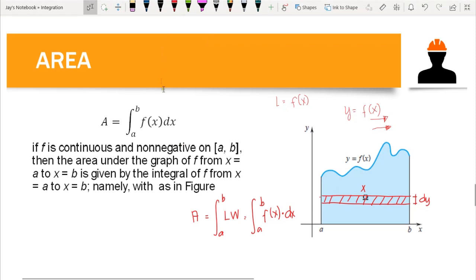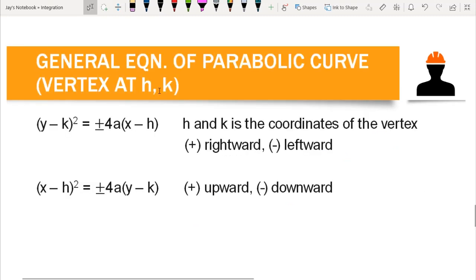Now in calculating area, it is very important that we know the basics in analytic geometry, especially in plotting curves in our Cartesian coordinate system. Okay, so that's the most important thing that you need to know before proceeding to this topic. One of the curves that we will most probably be encountering all throughout this lesson is the parabolic curve.